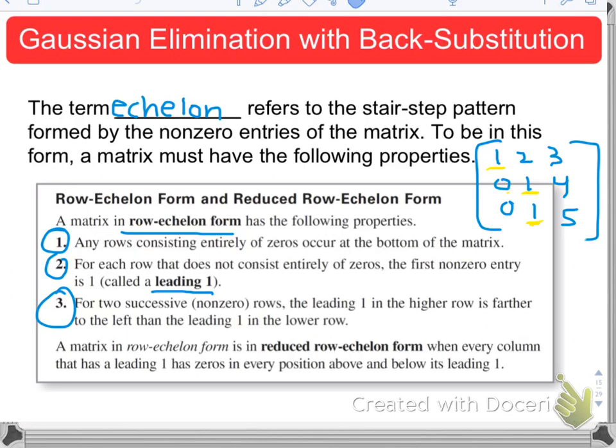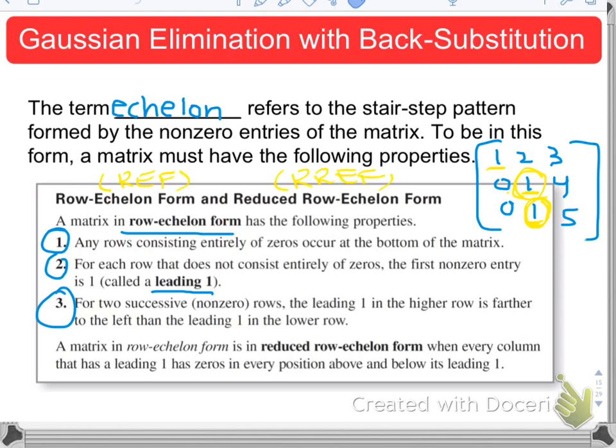However, condition 3 says for any two successive rows, so one after the other, or one below the other, I should say, the leading 1 in the higher row is further to the left than the leading 1 in the lower row. So that means you can't have it right underneath. So this is not in row echelon form. We would have to do some of the elementary row operations to get it in row echelon form. Okay, so that's what I mean there. And so that's row echelon form, those three conditions.